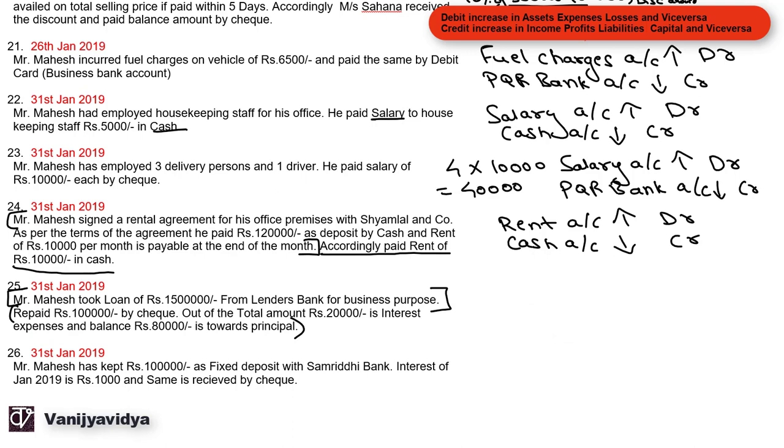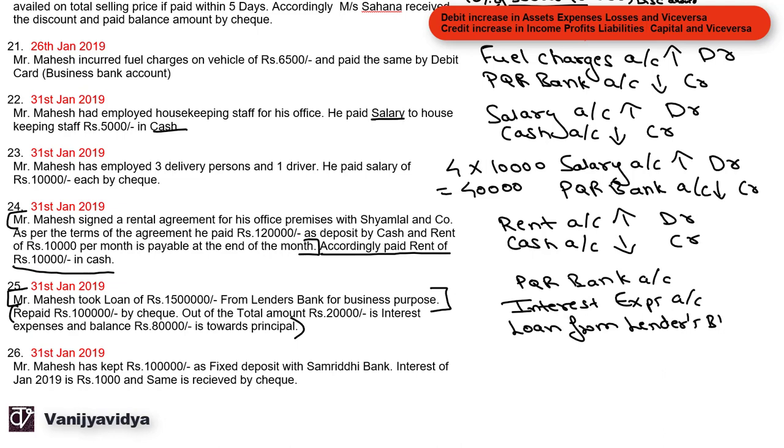Now he has paid rupees 1 lakh by check. So one account that will be affected is PQR bank account. Now out of the total amount, 20,000 is towards interest expense. So one more account that will be affected is interest expense account. And 80,000 is towards principal. Towards principal in the sense it will affect your loan account. That is, 80,000 balance in the loan account will get reduced. So the third account that will be affected is loan from lender's bank account.